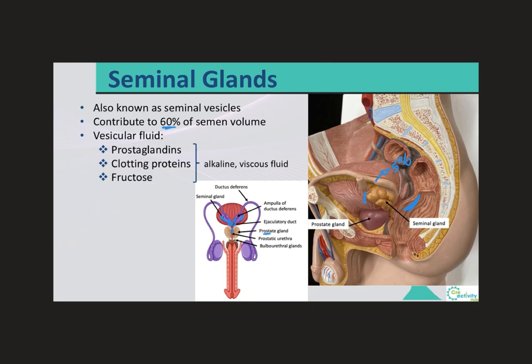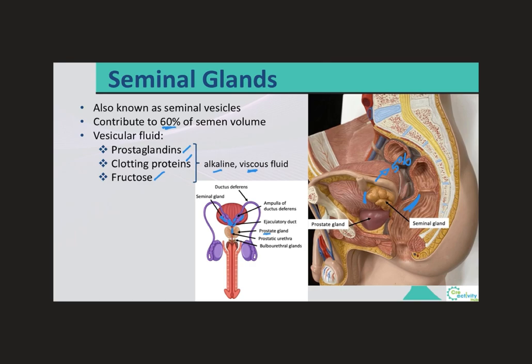In particular, the secretion of the seminal glands contains prostaglandins, clotting proteins, and relatively high concentrations of fructose, which is easily metabolized by the spermatozoa to produce ATP. And the final product is an alkaline, viscous, or thick fluid.